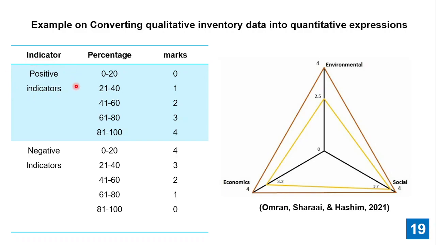This is for the positive indicators, but for the negative indicators, they use 0 to 20 for 4 marks, and for 3 marks it is 21 to 40, for 2 marks 41 to 60, for 1 mark 61 to 80, and for 0 marks 81 to 100. So they calculated based on the negative. This is for the negative indicators. So they studied crude palm oil production, and they studied all 3 dimensions.